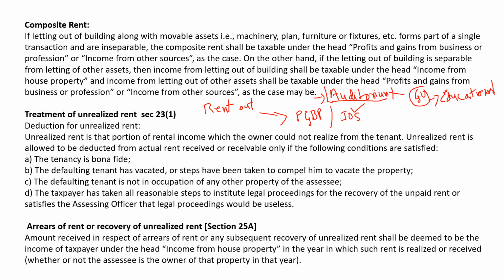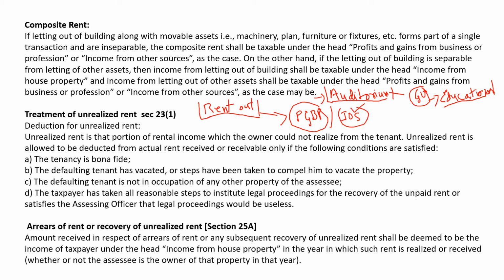If they have rented it out to some other organization for conducting a seminar, in that case it will be their income from other sources. It is not their business of renting out the auditorium. Yes, they require it for their purpose, but if it is vacant, then they can let it out. So it will be considered as income from other sources.